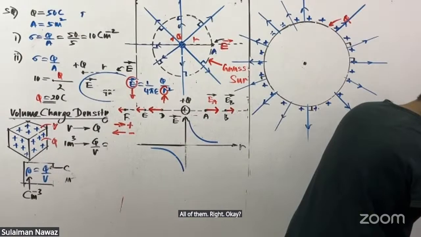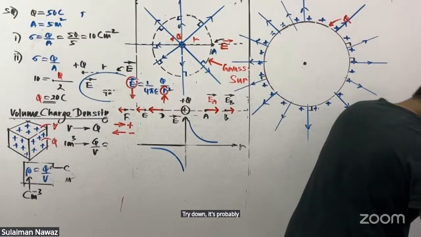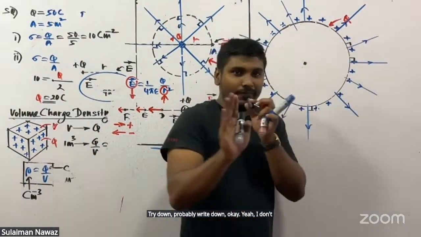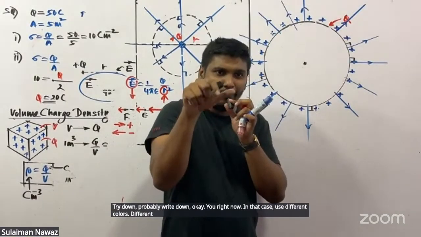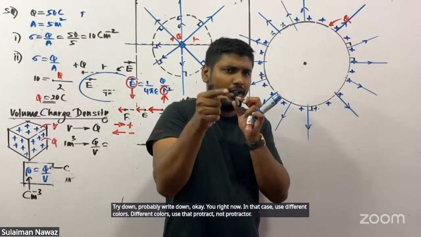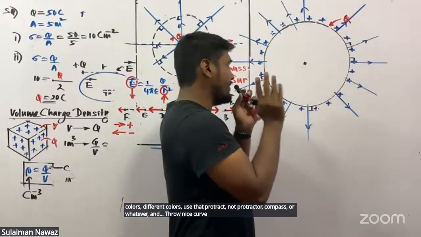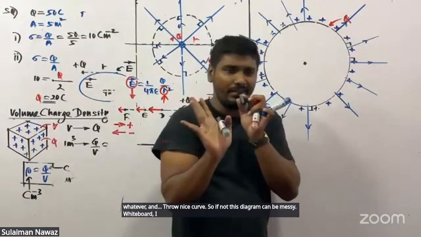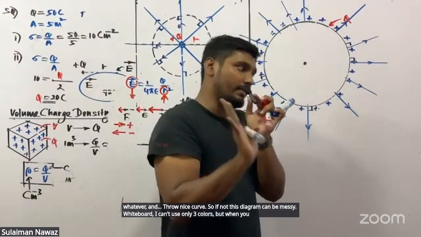Then next, write down. In that case, use different colors. Use a protractor, compass or whatever, and draw nice circles. If not, this diagram is going to be messy. On a whiteboard I can't use only three colors, but when you are drawing, use a few nice colors.